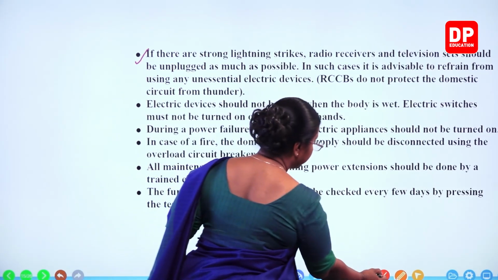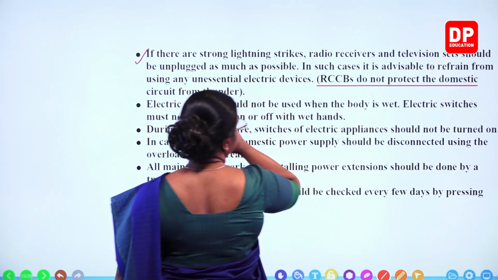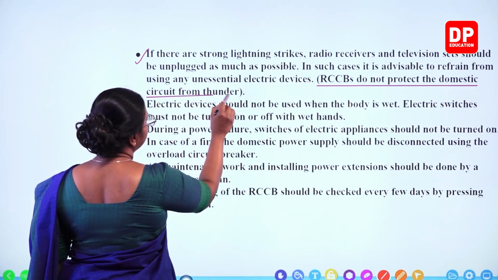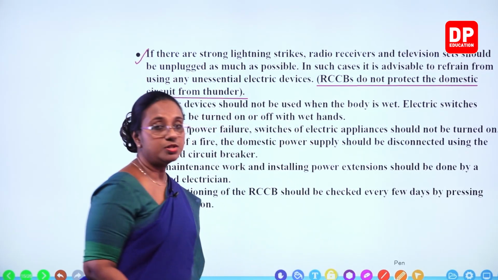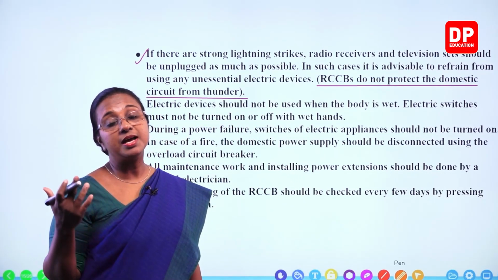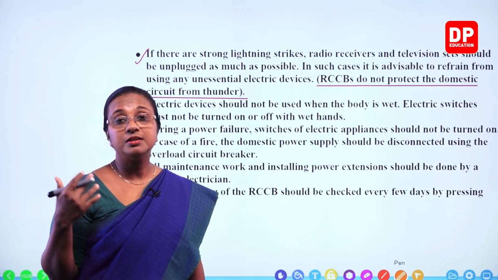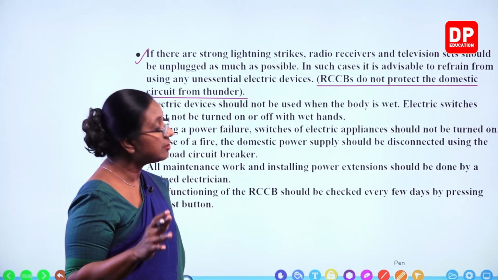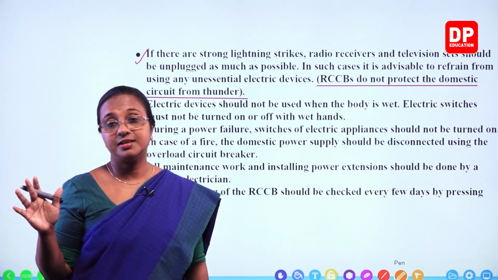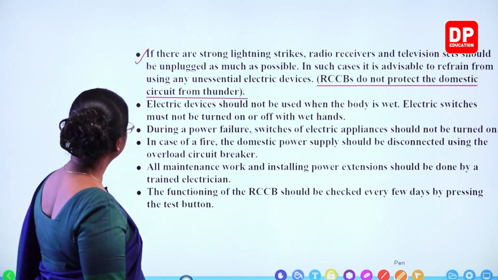And remember, RCCBs do not protect the domestic circuit from thunder. We have discussed this before also. They can sometimes cut off electricity, but that is not their function. An RCCB does not protect the domestic electric circuit from lightning or thunder. So you have to remember that.